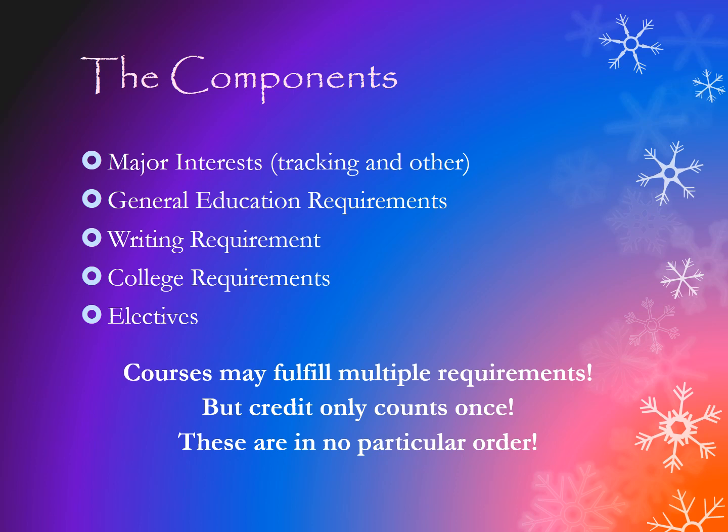But it's good to note that credit's only going to count once. So even if, let's say, it's applying towards the major and applying towards a gen ed requirement, the student doesn't get double credit. It's just going to help reduce the hours needed in each place. And again, no particular order.